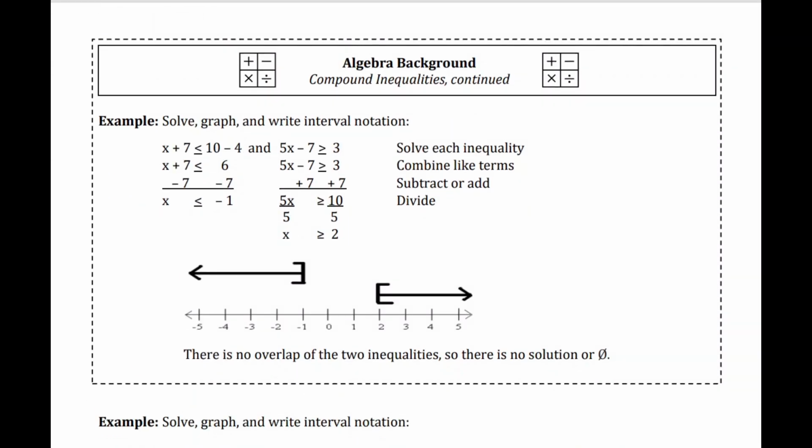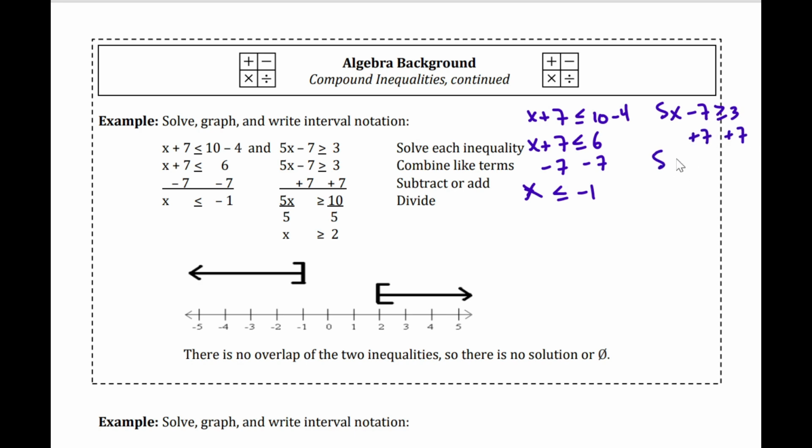The next one is a little more work because we have to solve each inequality first. So let's solve x plus 7 less than or equal to 10 minus 4. 10 minus 4 is 6, so we'll move that 7 over by subtracting. That'll be all of the x that are less than or equal to negative 1. Then we'll do the same with 5x minus 7 greater than or equal to 3. We'll add the 7 over, so that'll be 5x greater than or equal to 10. And then to get rid of the 5, we divide both sides by 5.